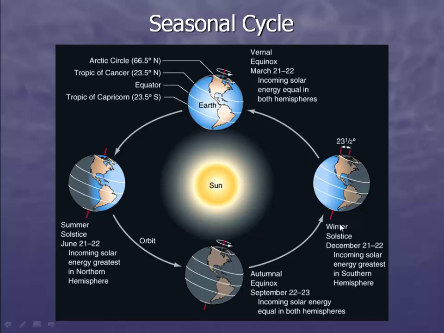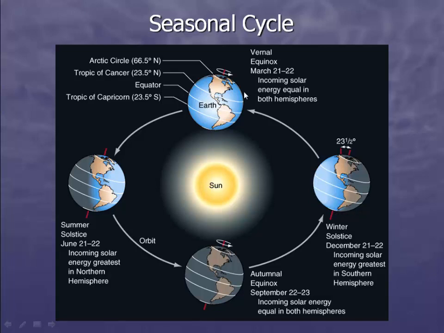During the northern hemisphere winter solstice, the northern hemisphere is actually pointed away from the sun. The southern hemisphere is pointed toward the sun, and the incoming solar radiation is greatest in the southern hemisphere. So on December 21st, the southern hemisphere is receiving their longest daylight length and their greatest amount of incoming solar radiation.